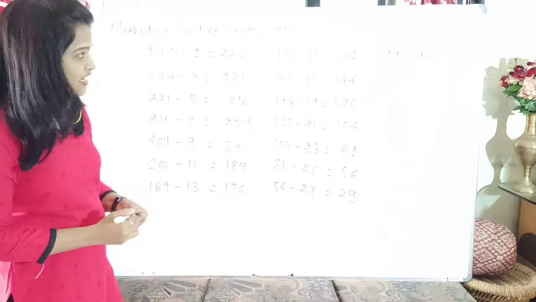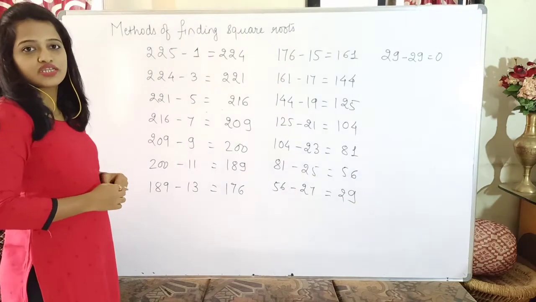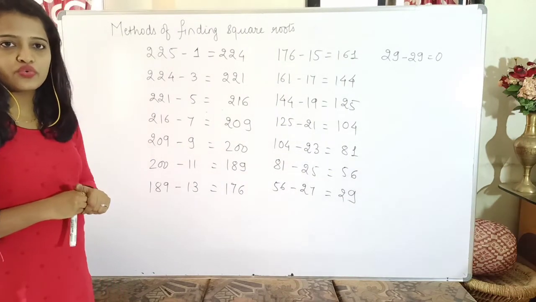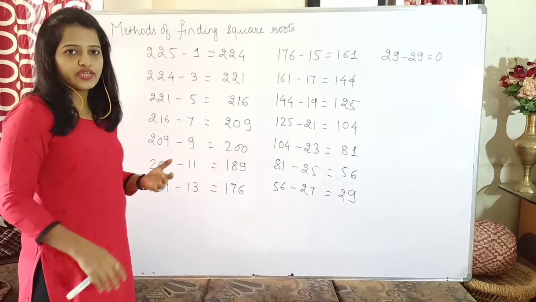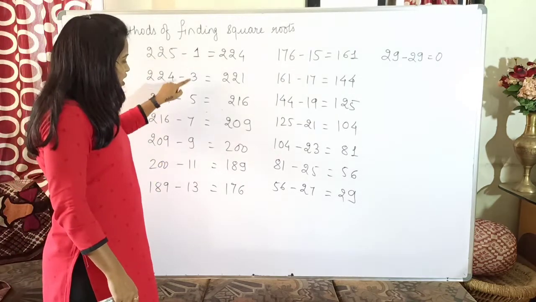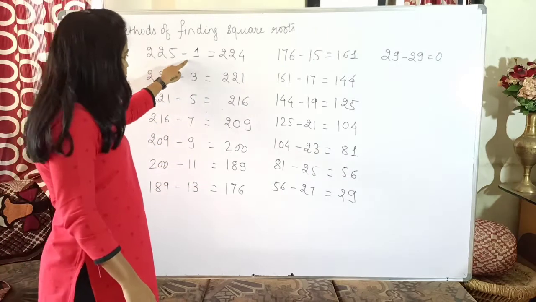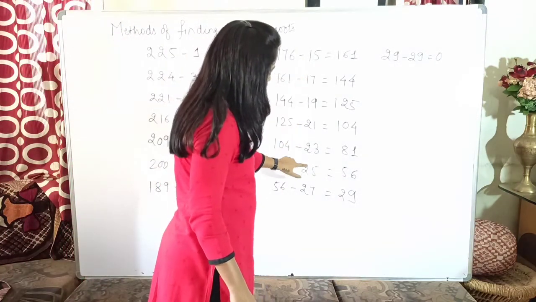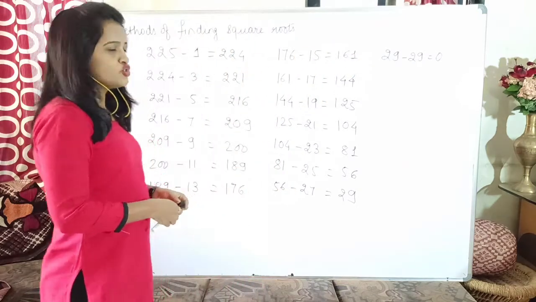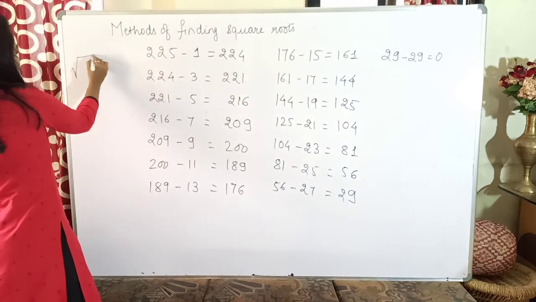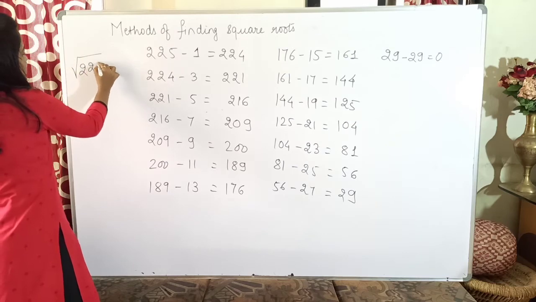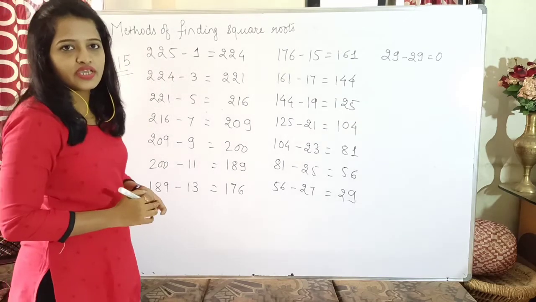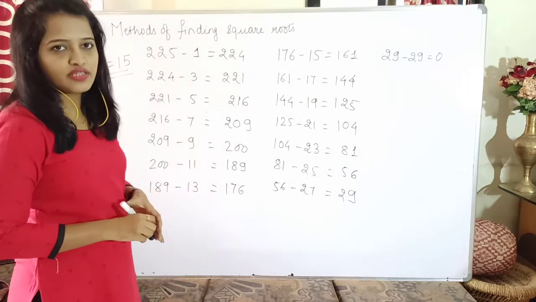So as you can see, at one step I have got the subtraction as 0. Fine, but then how do I know whose square root it is? Count how many subtractions you have done. 1, 2, 3, 4, 5, 6, 7, 8, 9, 10, 11, 12, 13, 14 and 15. Which means the square root of 225 is 15. Okay, so this is the successive subtraction method.